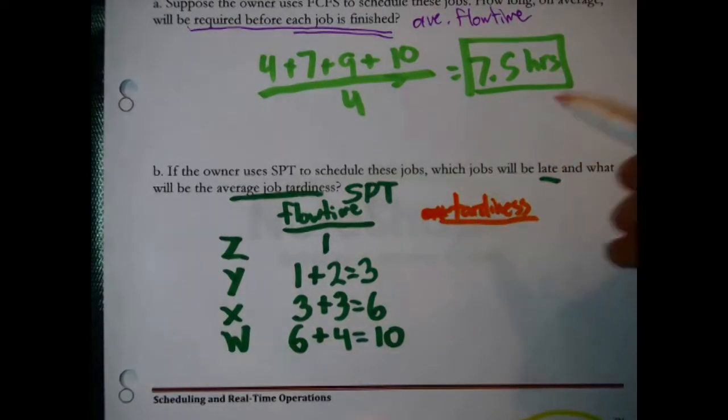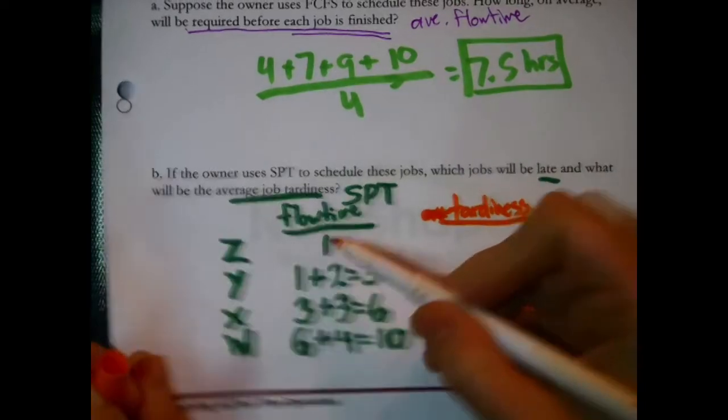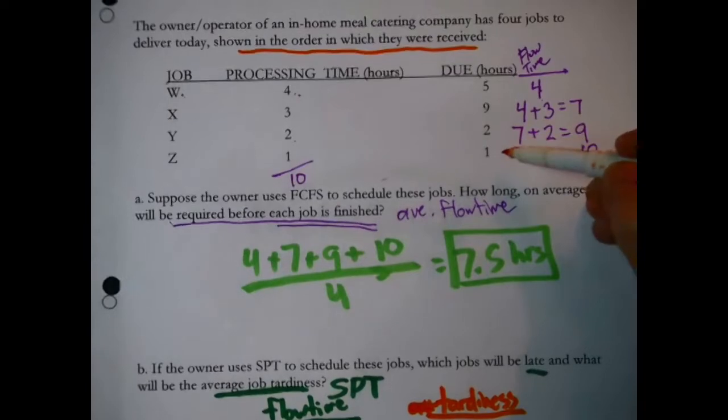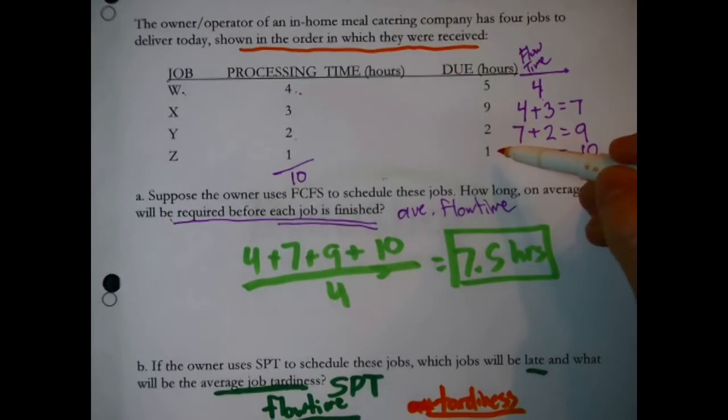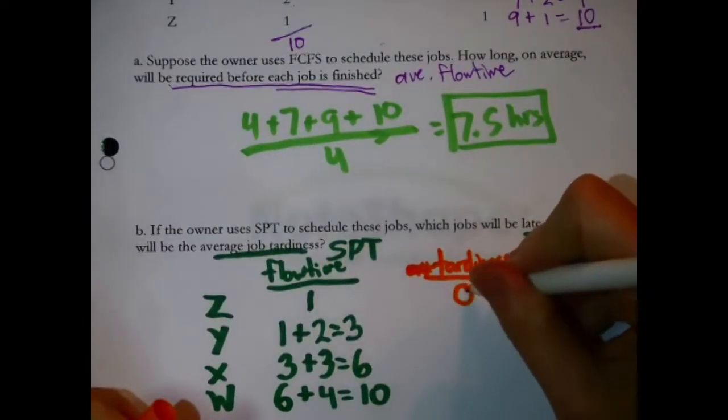Well, let me see. Z will be finished in 1 hour. I scoot up here to look at the due date. Z was promised in 1 hour. Oh, so Z's not going to be late. It's going to be right on time. Yes, its tardiness is 0.